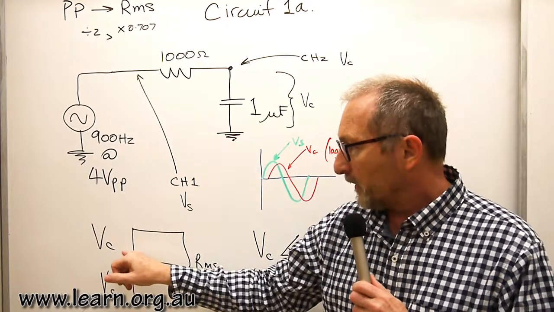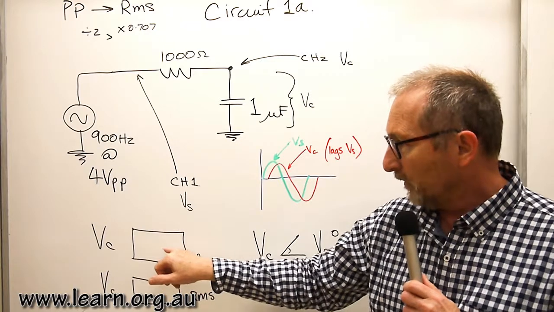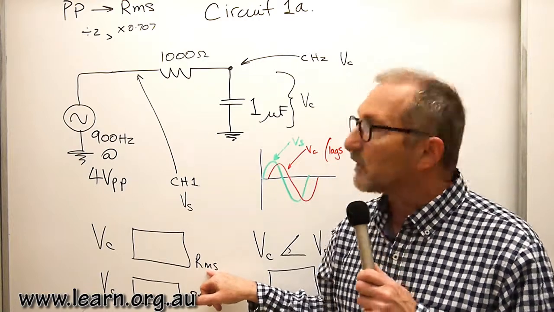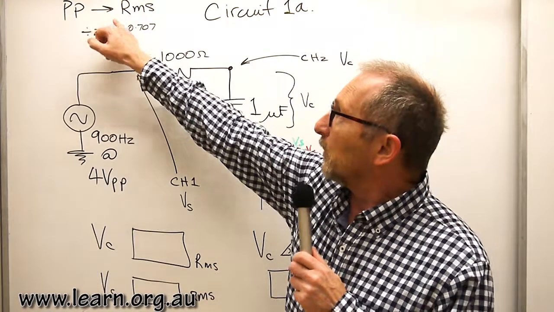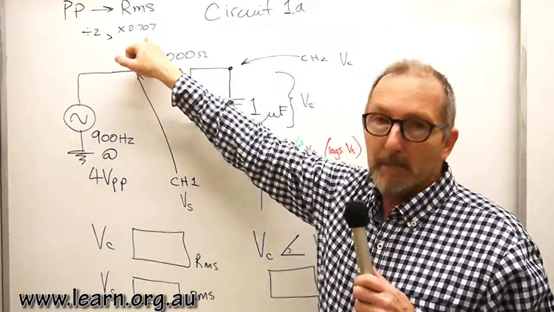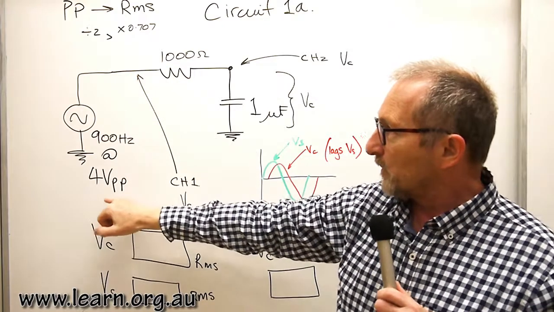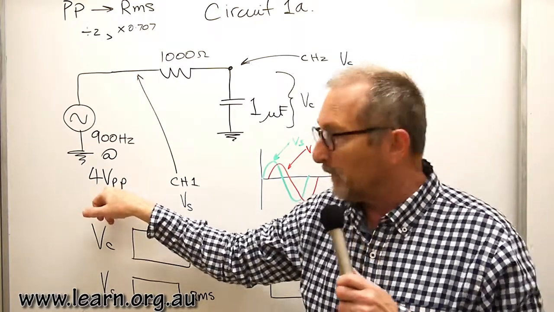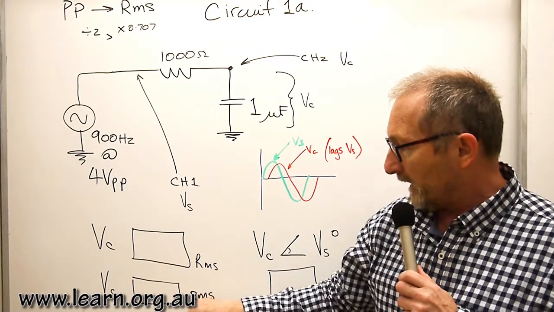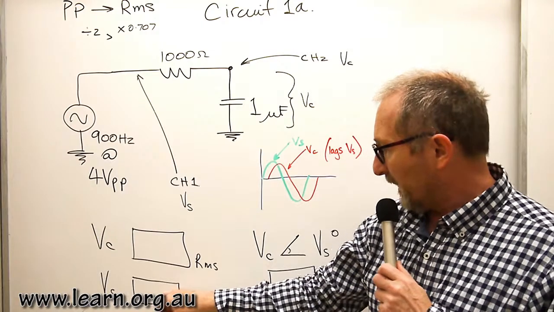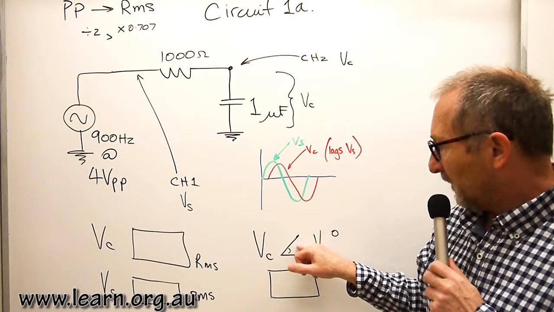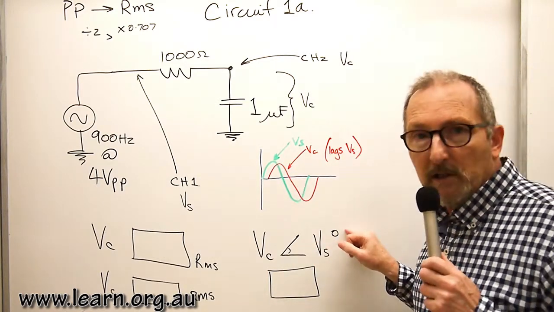In the laboratory, you're asked to complete a table for the voltage across the capacitor. You'll have to convert the voltage to RMS. From peak to peak to RMS, don't forget you've got to divide the peak to peak by 2, and then multiply it by 0.707, because this signal generator is set up to 4 volts peak to peak. For VS, we have to measure the supply voltage on channel 1 and again convert that to RMS and record it here in the table. And over here, VC has an angular difference from VS in degrees.